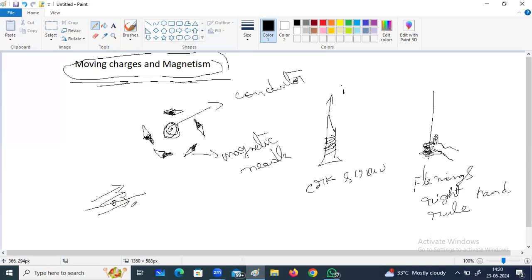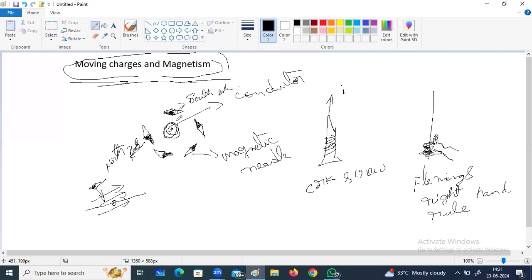He observed that when he placed a magnetic needle near to it, like this, it gets deflected. Here the black one is the north pole, and the white portion is the south pole.